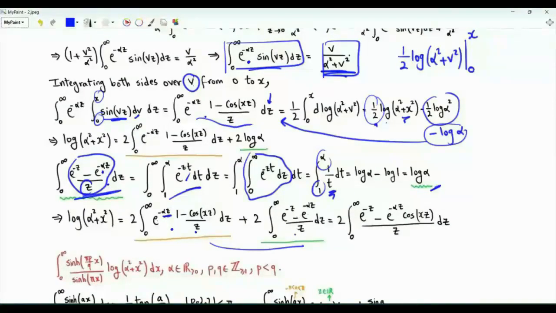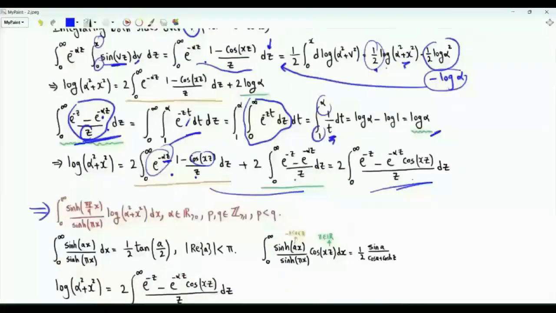The integrand there has minus e to the minus alpha z over z. These two terms go away, and we are left with these two terms: e to the minus z over z minus e to the minus alpha z cosine xz divided by z. And this is the integral representation that we need for log of alpha squared plus x squared. Recall that this is our integral of interest.